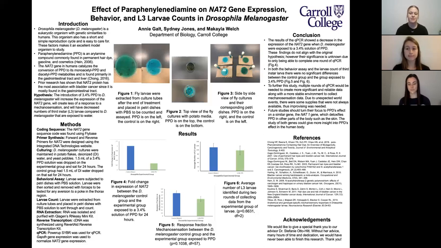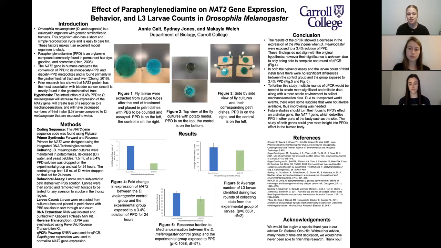For figures 4, 5, and 6, these were our data analysis results throughout the entire experiment. So figure 4 was focusing on the fold change in expression of the NAT2 gene between the Drosophila melanogaster control group, which we just used water with, that is the blue bar, and the experimental group, which is the green bar that was exposed to the 3.4% solution of PPD for that 24-hour time period. For figure 5, this was our response fraction to the mechanosensation between, again, the control group, which was the blue bar, and the experimental group, that was the green.